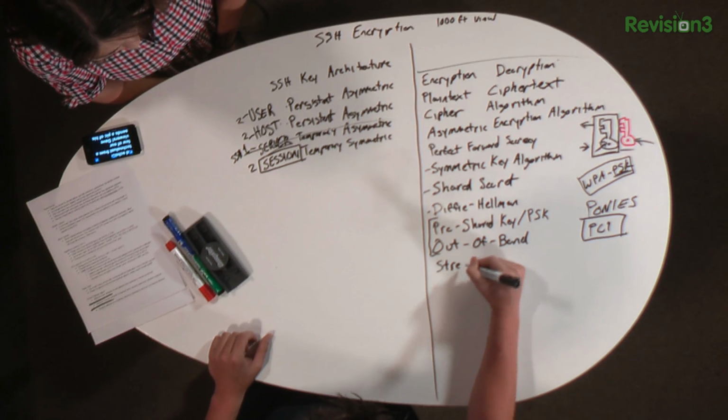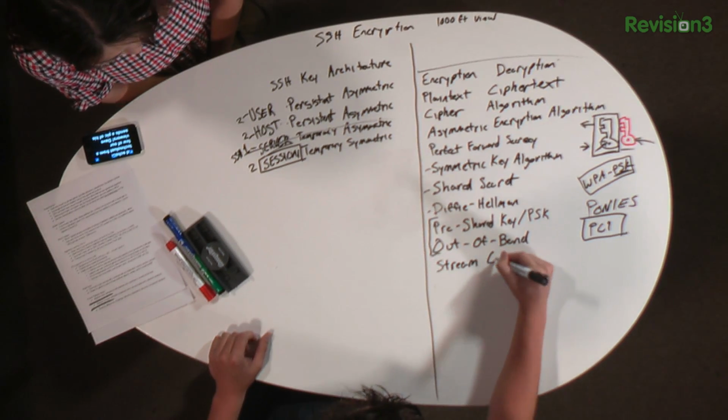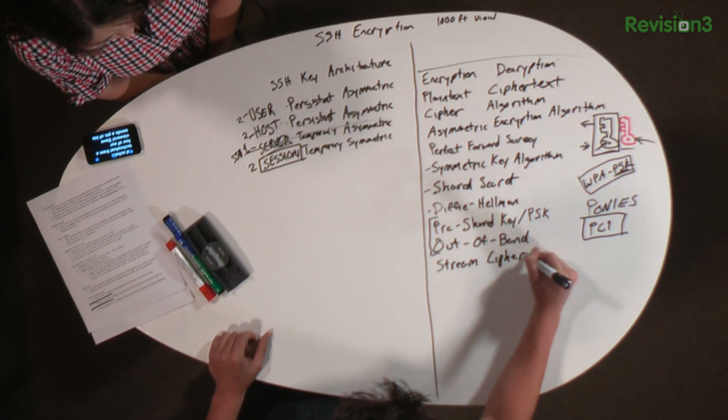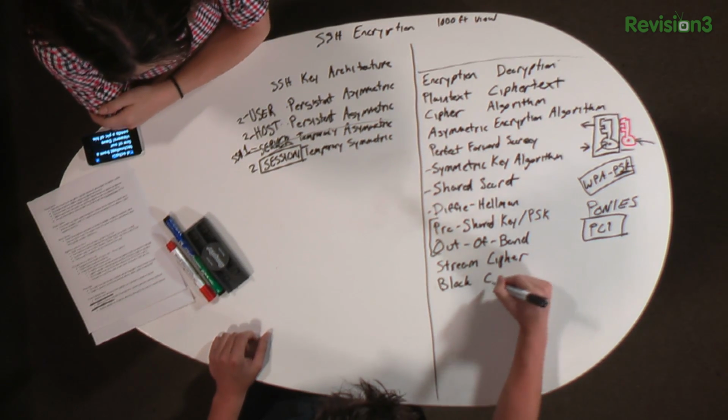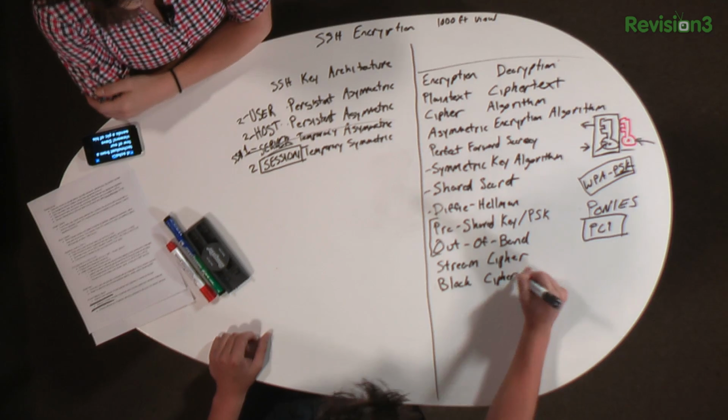a stream cipher, like a river, or a block cipher, like a castle. Try to think that if it was a river, it wouldn't be wearing shoes. That's just because my coat's a little brown.